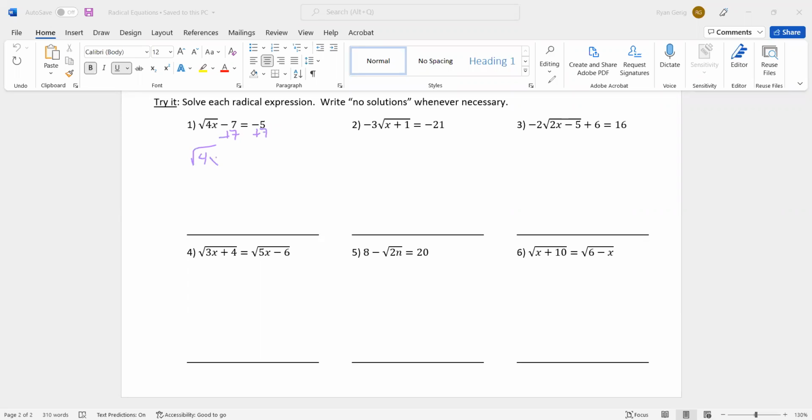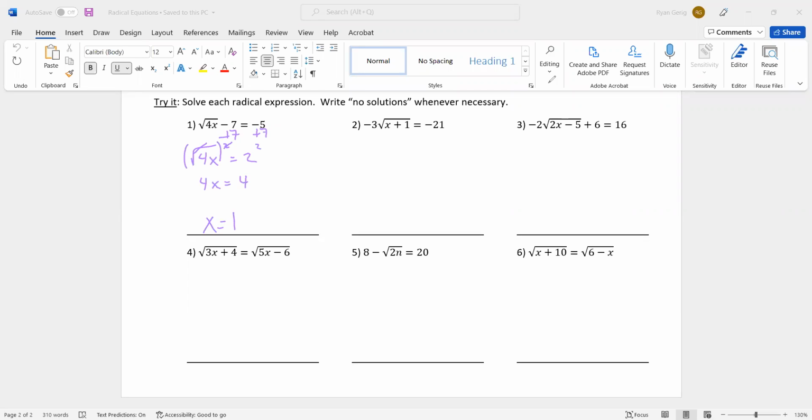So I get the square root of 4x equals negative 5 plus 7, which is 2. And that's positive. So now I can actually square both sides. I get 4x equals 4 and x equals 1.